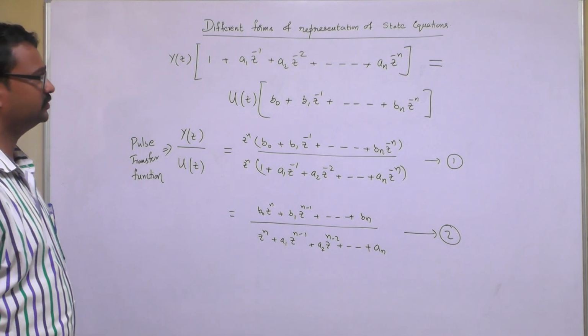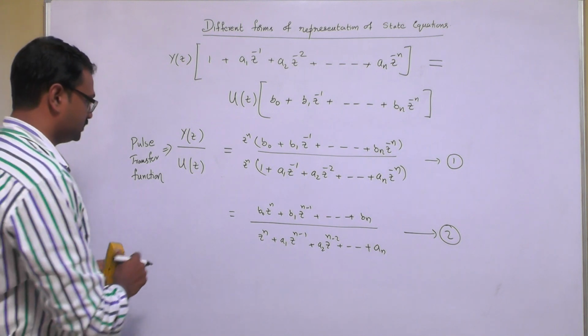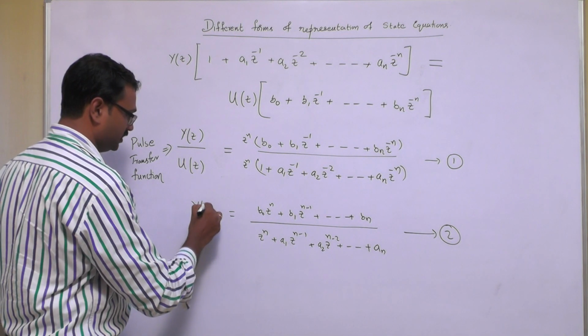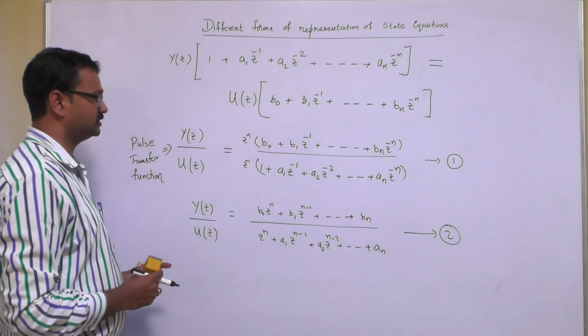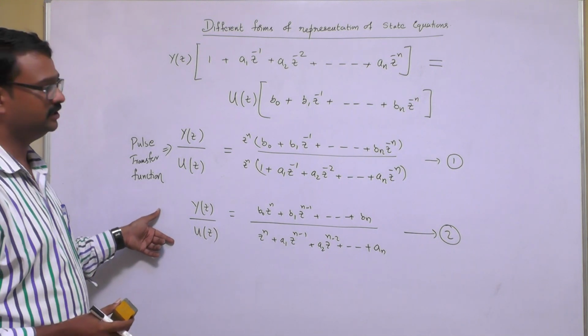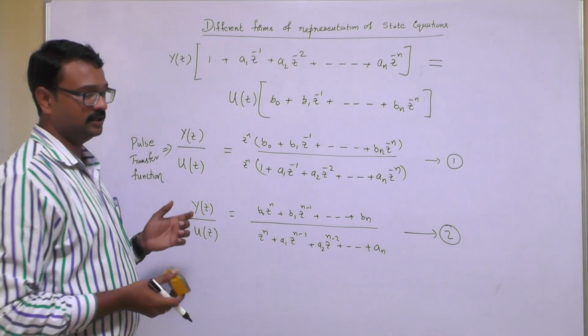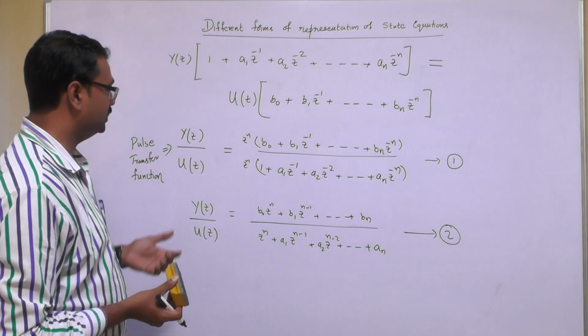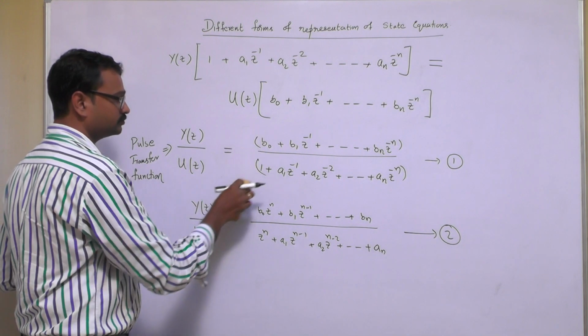Okay, so different forms of representation of state equations. Now for this pulse transfer function Y of z by U of z, for any linear time invariant dynamic system represented in difference equations, the pulse transfer function can be of any of these two forms.